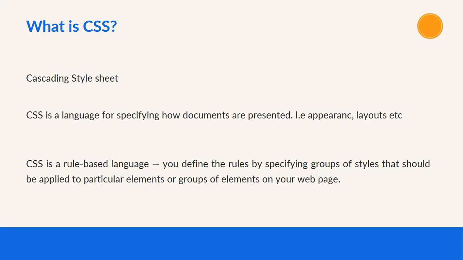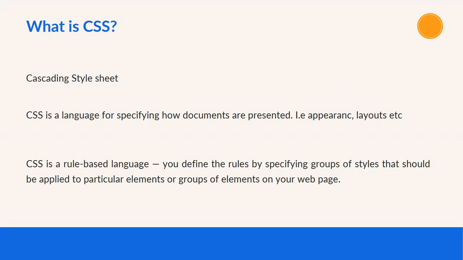Now CSS is the way we do that. And CSS just stands for cascading style sheets. As we go on, we'll talk about what cascading is. CSS is just our styling sheet, and it is for specifying how our documents are presented. So that is our appearance, our layout, etc.